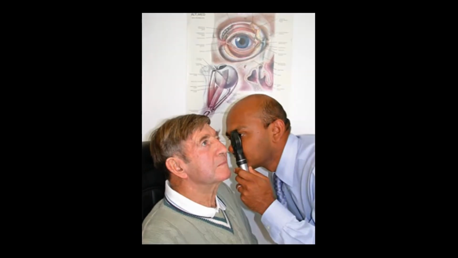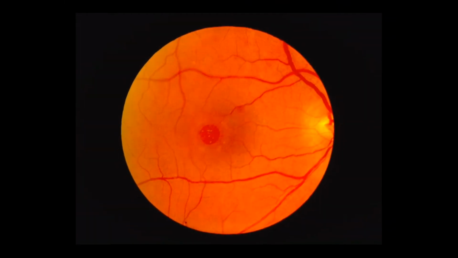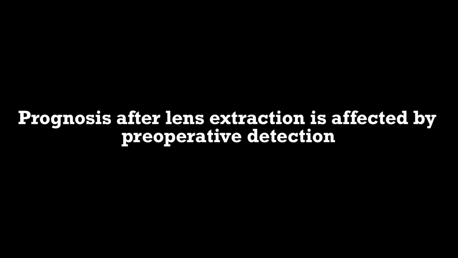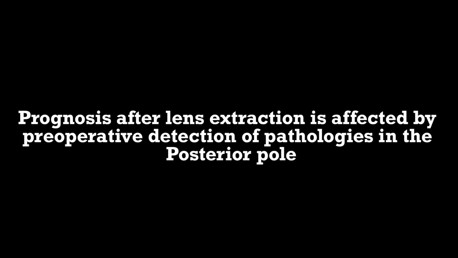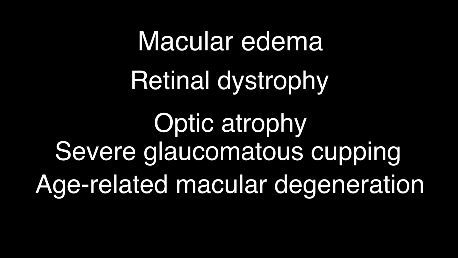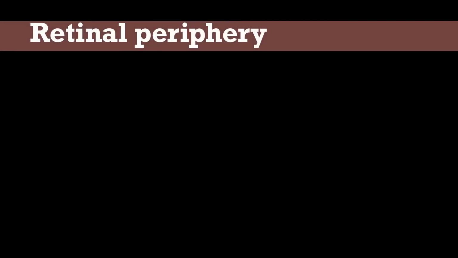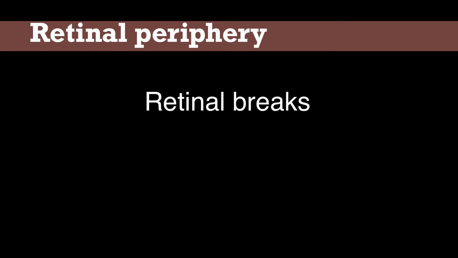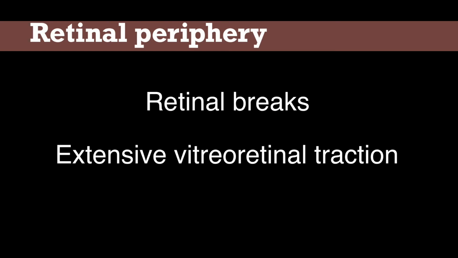The importance of direct and indirect ophthalmoscopy in evaluating the integrity of the posterior pole must be underscored. Optic nerve and retinal problems may account for the visual disturbance experienced by the patient. Furthermore, the prognosis after lens extraction is affected significantly by preoperative detection of pathologies in the posterior pole such as macular edema, retinal dystrophy, optic atrophy, severe glaucoma cupping, and age-related macular degeneration. Also, in the retinal periphery such as retinal breaks or extensive vitreoretinal traction.